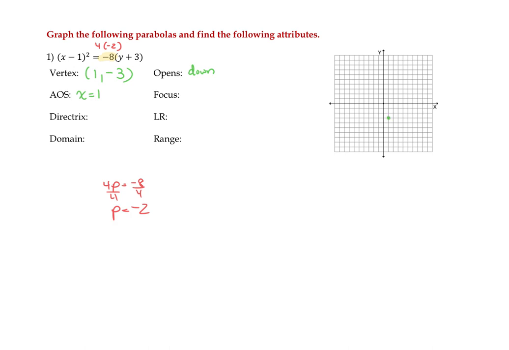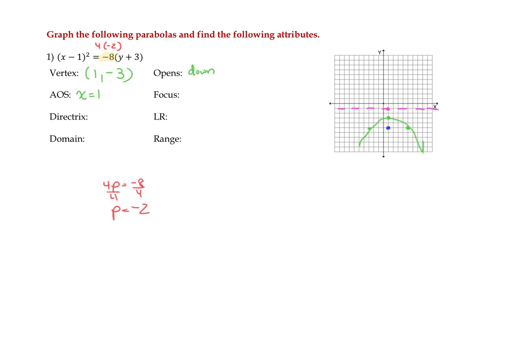And then I know that my p-value is 2 away, and this opens down. So down 2 would be my focus. And then up 2 would be that directrix, which is the line. Just something that we want to put on there. And then with that, I can then, from the focus, count out 2p, so that would be 4: 1, 2, 3, 4 on either side.